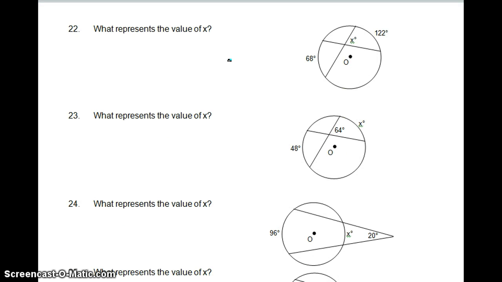22. What represents the value of x? Well, we have an angle inside the circle, and we know our rule is when the angle is inside the circle, x is going to equal 122 plus 68 divided by 2. That equals 190 divided by 2, which equals 95 degrees. That is number 22.